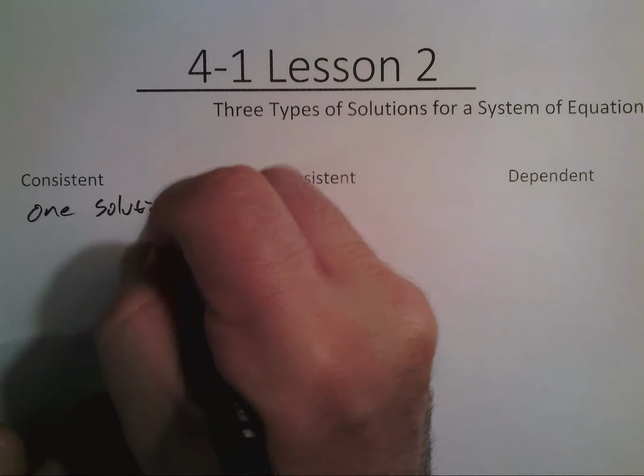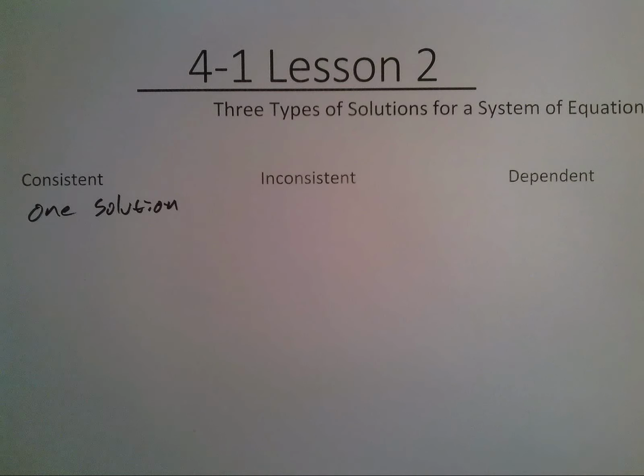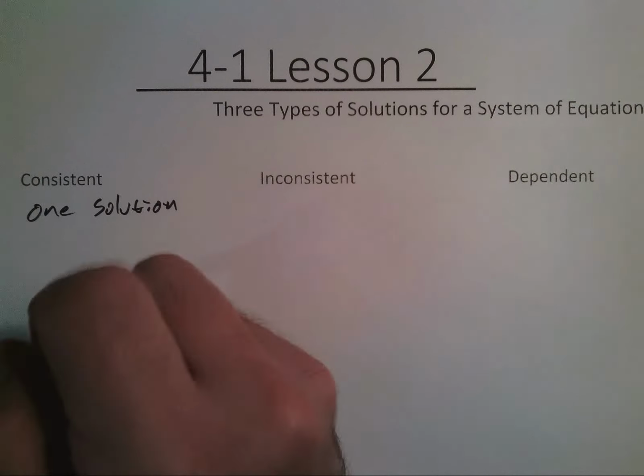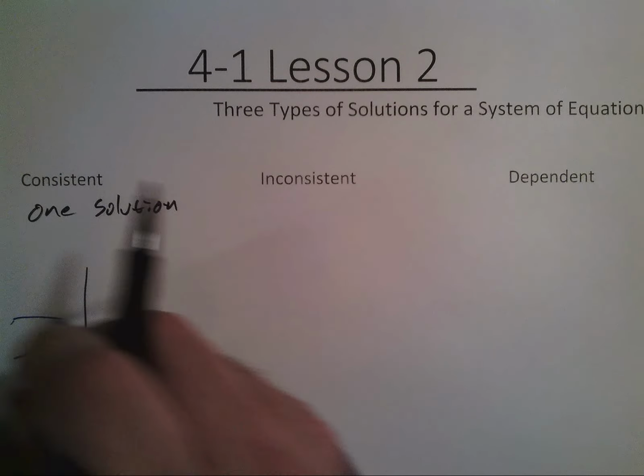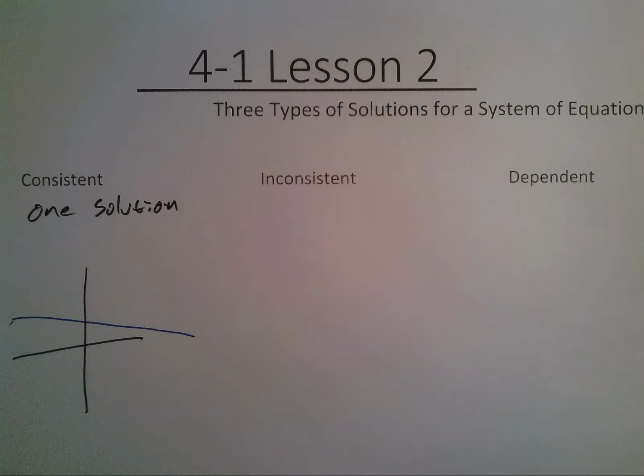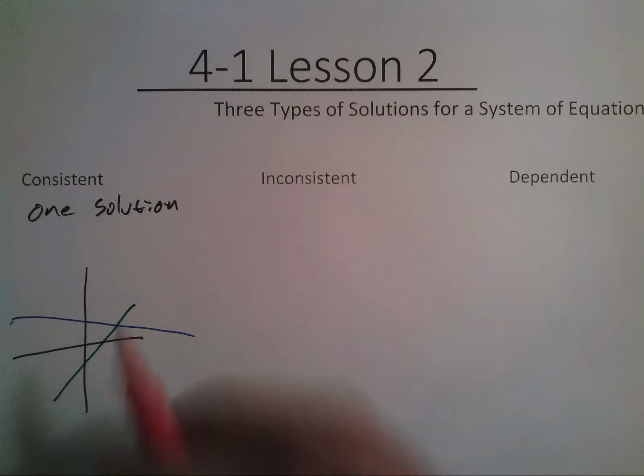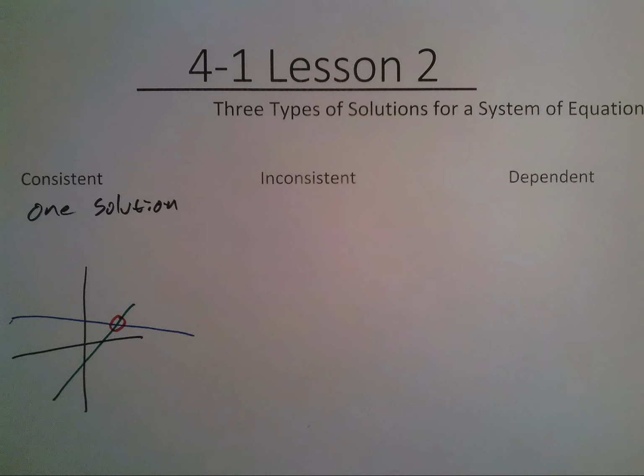Alright, it's kind of the go-to thing, and it's what you expect is going to happen when you have a system of equations. In general, if you have your x, y, and we're going to graph the first line, we're going to graph the second line, wherever they cross, that one point is the one solution, alright, and we call it a consistent system because it's what we expect.